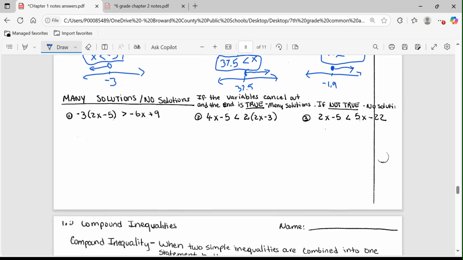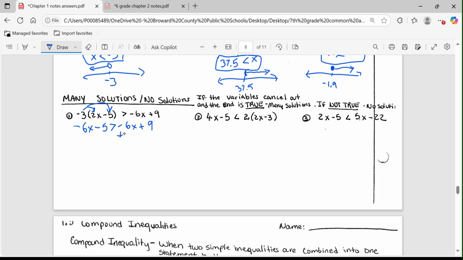Let's come on down to solving many solutions or no solution, because those are still concepts as well, and they are possible. So remember, if the variables cancel out and the end is true, many solutions. If it's not true, then there's no solution. So let's look at number 1. We would distribute, simplifying the left and the right. So we get -6x minus 5, and that's greater than -6x plus 9.